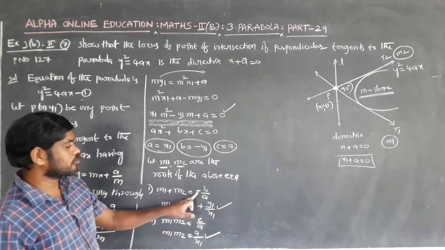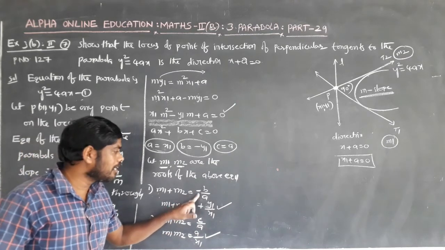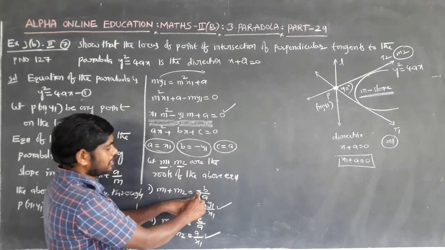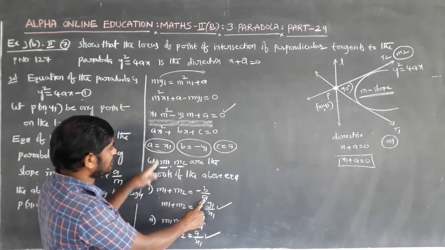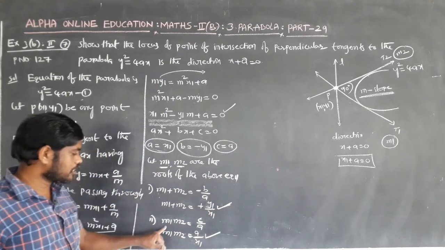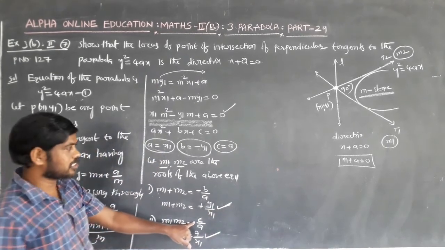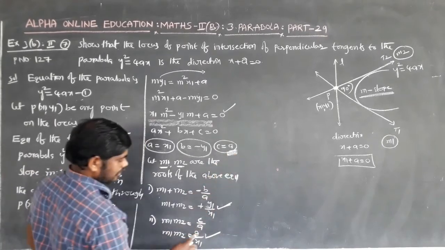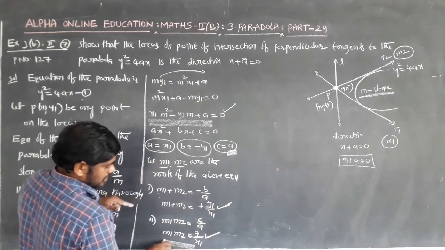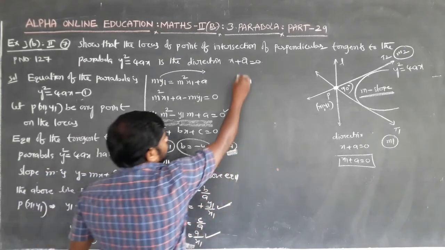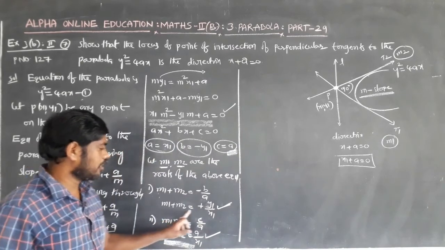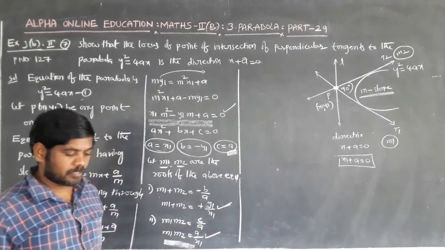m1 plus m2 is equal to minus b by a. Minus b is equal to minus y1, and a is equal to x1. Second one is the product of the roots, which is equal to c by a, that is a by x1. This is the product of the roots. Find the sum of the roots and the product of the roots.